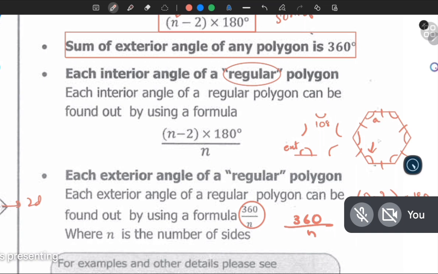So if this is A, this is 6A in total, right? When we sum up all of these angles, six angles are there, and all of them are equal. So if I divide this by the number of sides, n is equal to 6, I'll get the angle for one side.